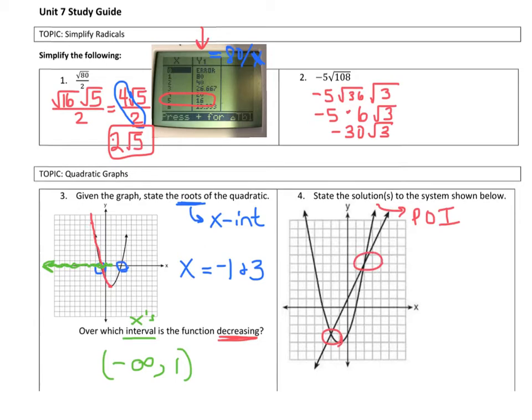So this one here would be negative 2, negative 3, this coordinate here. So negative 2, negative 3. And 1, 2, 3, 4, 5. So positive 2, positive 5. Remember, points are always x comma y, and we always need to put parentheses around the x and y coordinates.